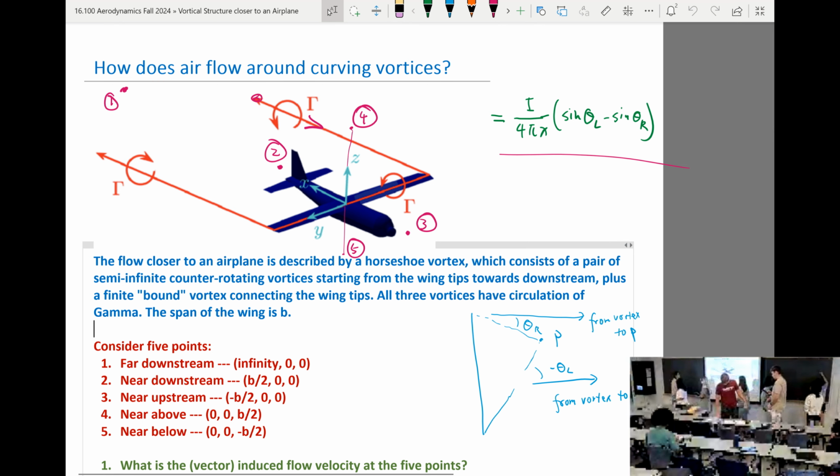Can I ask a question? Yeah. This thing extends to infinity, right? Yes. Yeah, the 2 vortices starting from the wingtips go all the way to infinity. Okay. Maybe let me draw what the angles are again.